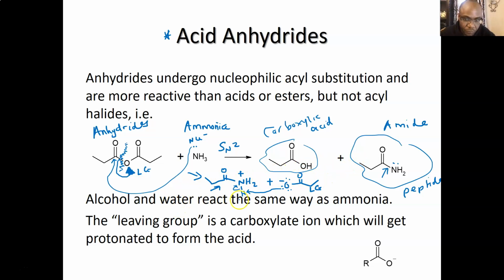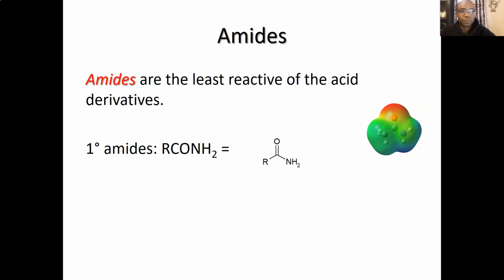Okay, so alcohol and water will react in the same way as ammonia, which means you can put water here, you can put alcohol here, and the leaving group is a carboxylate anion, which will get protonated to form the acid. So that's the carboxylate anion. This is the carboxylate anion, which gets protonated to give you the carboxylic acid. Okay, so let's see.